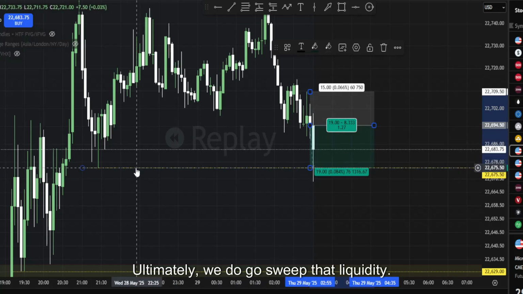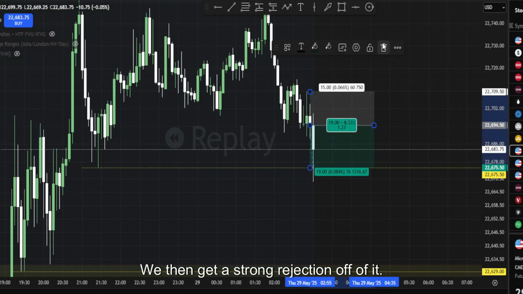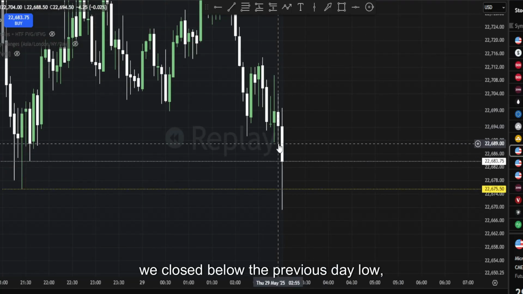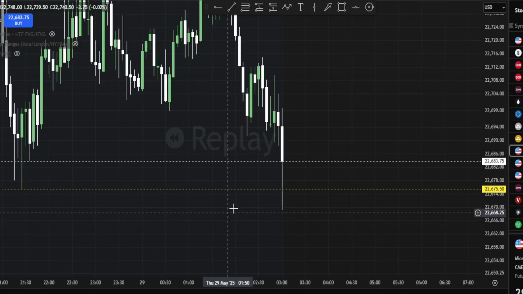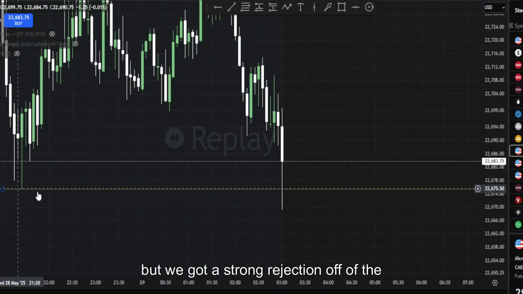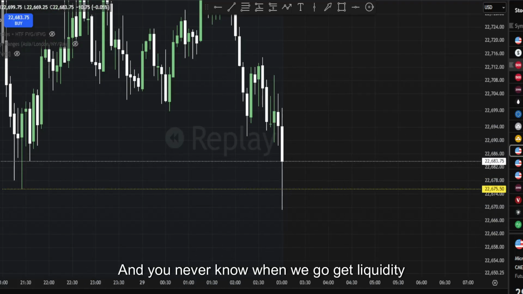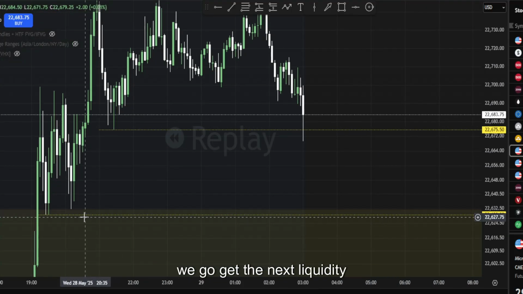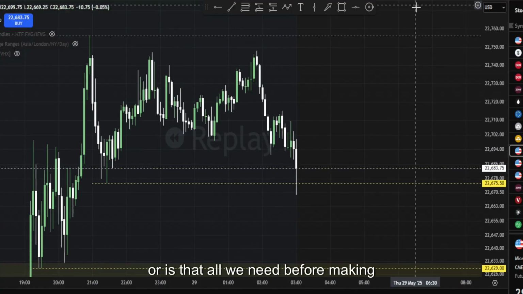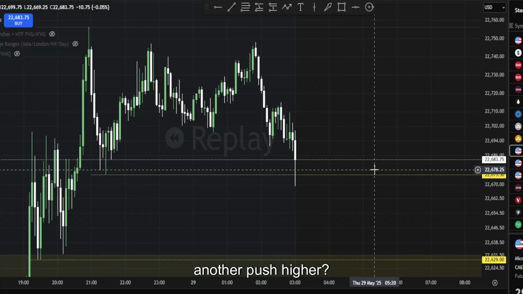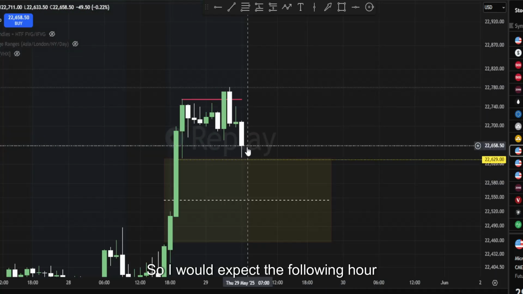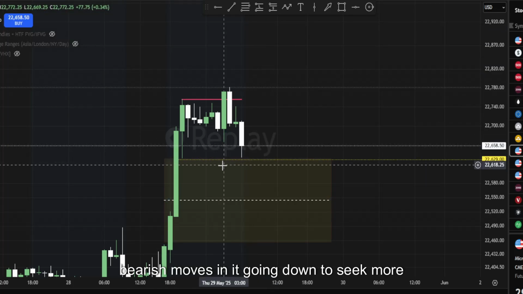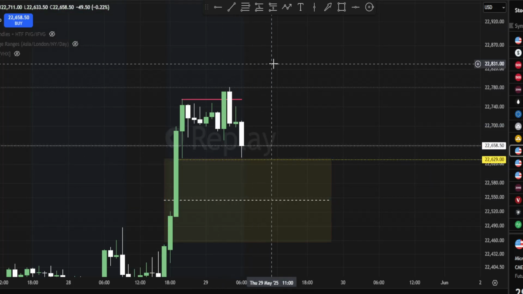Ultimately, we do go sweep that liquidity. We then get a strong rejection off of it. So, taking context into consideration, yes, we closed below the previous day low, but we got a strong rejection off of the liquidity. And you never know. When we go get liquidity like that, the next question is, well, do we go get the next liquidity? Or is that all we need before making another push higher? So I would expect the following hour to have bearish moves in it, going down to seek more liquidity.